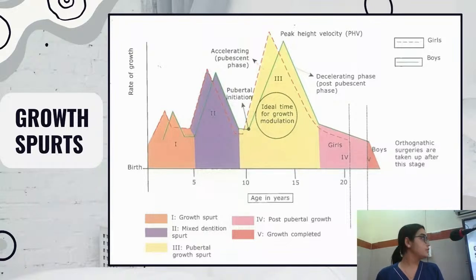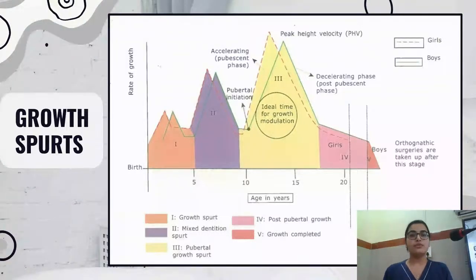This is a graph showing various growth spurts. The orange region shows the growth which occurs after birth. The purple region shows the mixed dentition growth spurt. The yellow one shows the pubertal growth spurt. The pink one shows the post-pubertal growth, and the red one shows the growth completion.